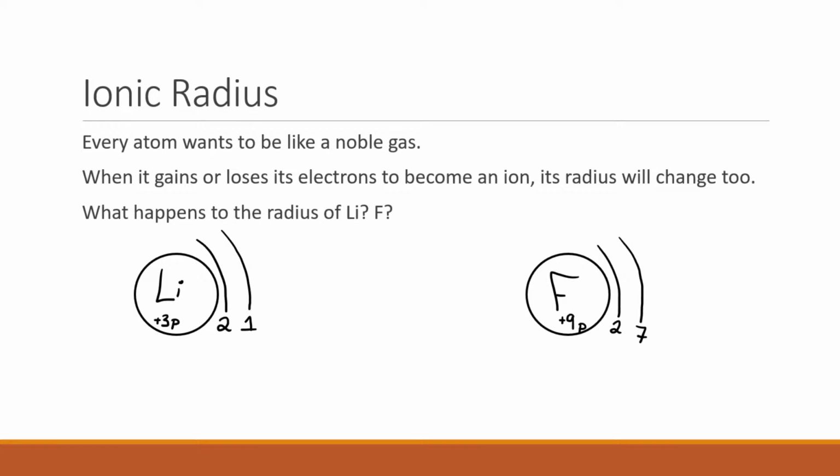Remember that elements are always going to take whichever is the smaller number. So it could gain 7 electrons, or lose 1 electron. 1 is smaller than 7, and so lithium is going to lose 1 electron to become an ion.